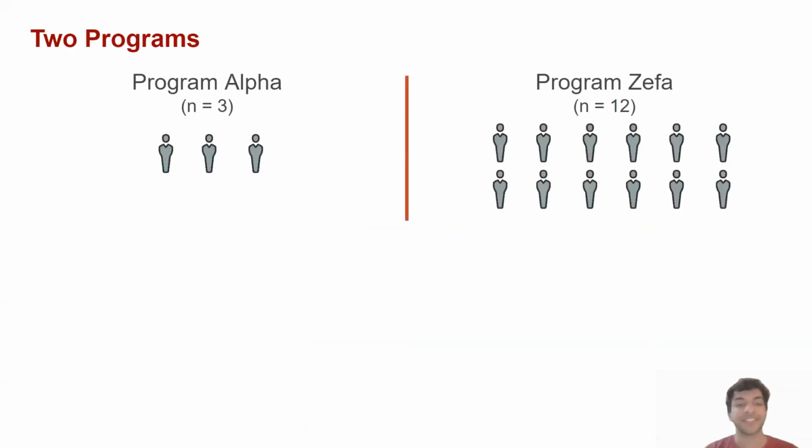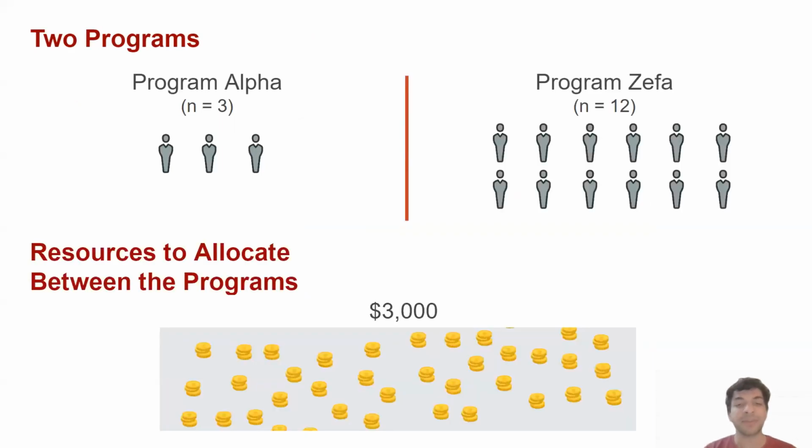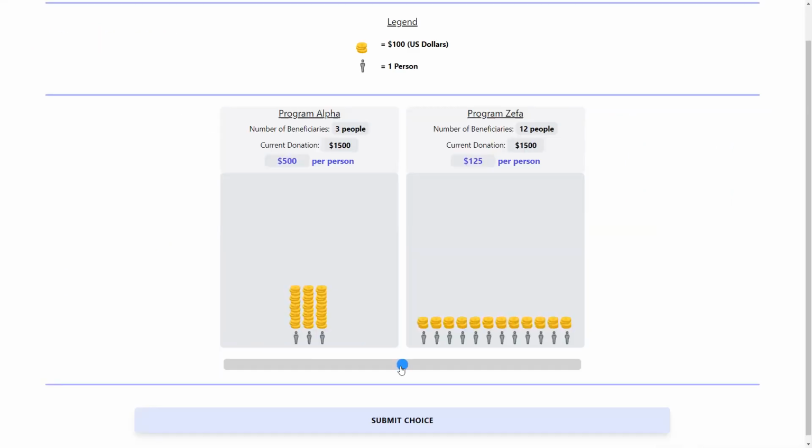To study these effects, we created a story for two charitable programs, Alpha with 3 children, Zephyr with 12 children, and we give participants hypothetical money to allocate between two groups. To make allocations, participants use a web interface. You can see the slider moves between two programs. Moving to the right shifts the money to Zephyr, and moving to the left shifts the money to program Alpha.